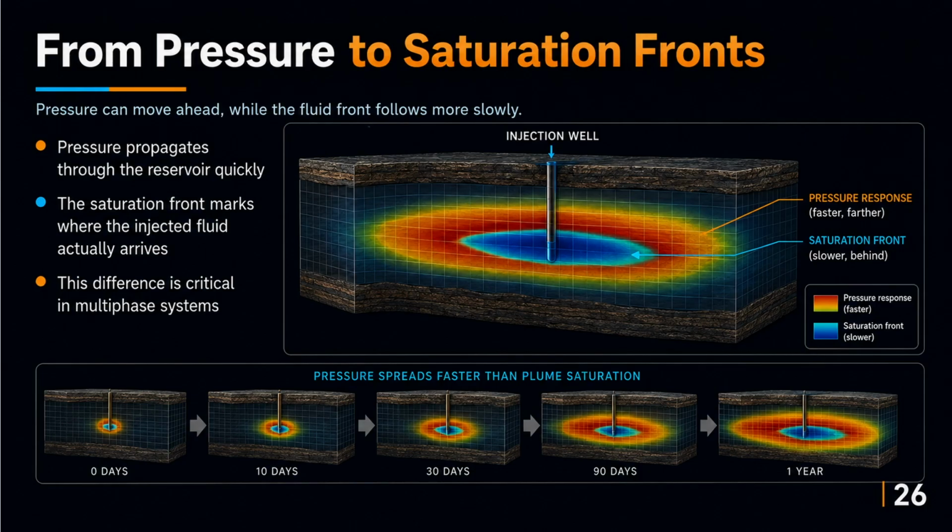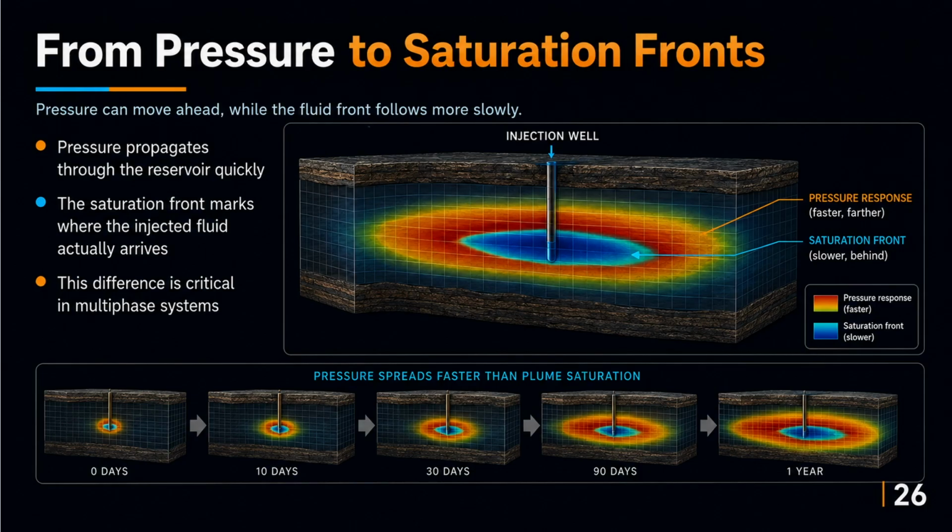For example, in CO₂ storage, the CO₂ plume tells us where CO₂ is located, but the pressure footprint tells us where pressure-related geomechanical effects may occur. In hydrogen storage, saturation controls gas recovery, while pressure controls deliverability and operational constraints. A good simulation interpretation always looks at both pressure and saturation together.